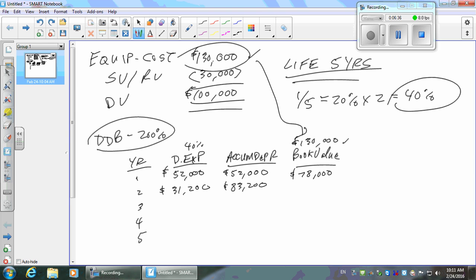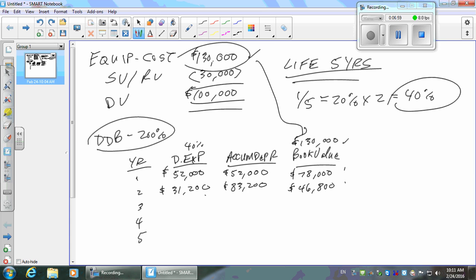On all these methods it is. So what's 130 less 83.2? What's left to depreciate, in other words? 46.8. What's 78,000 less 31.2? 78 less the 31.2 we just depreciated gets to 46.8. You go either way, couldn't you? Right? We're fine. What are we going to have in the 3rd year?